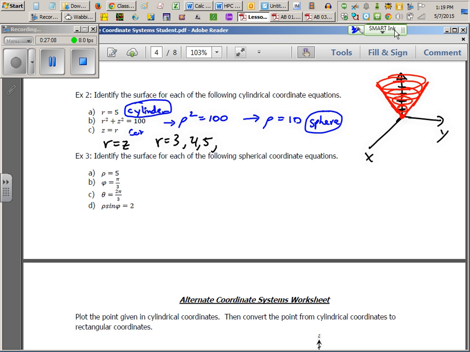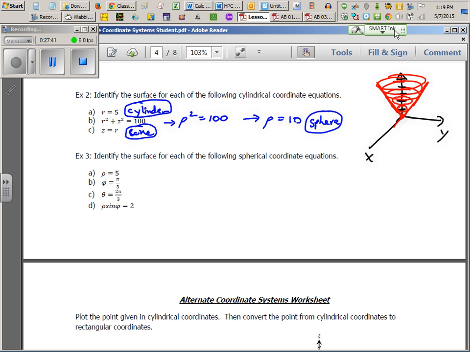A cone is both sides, but everyone just says a cone is half. Yesterday I did say that a cone technically has two parts, a top and a bottom. So this forms the upper half of a cone, is what it's called. The lower half, you'd have to extend your r's to allow negatives.